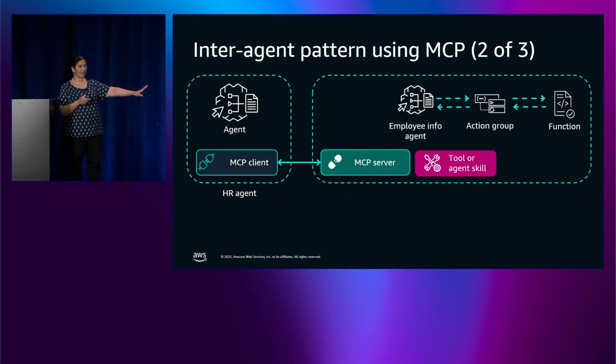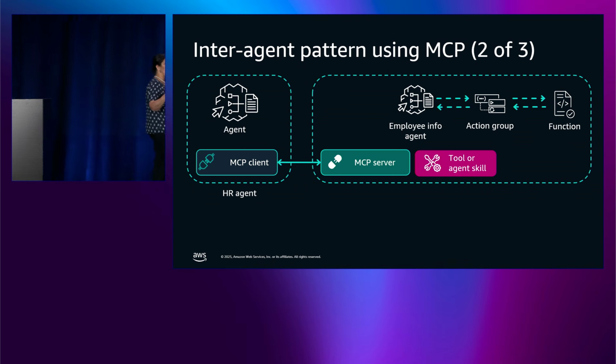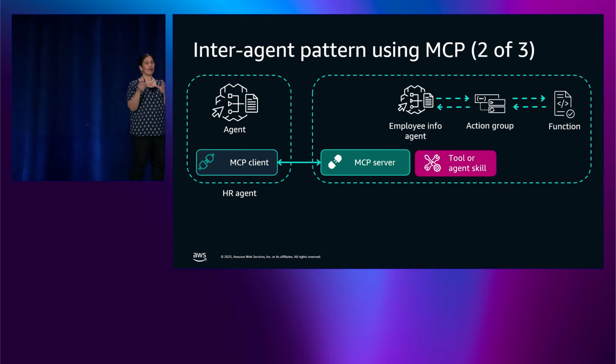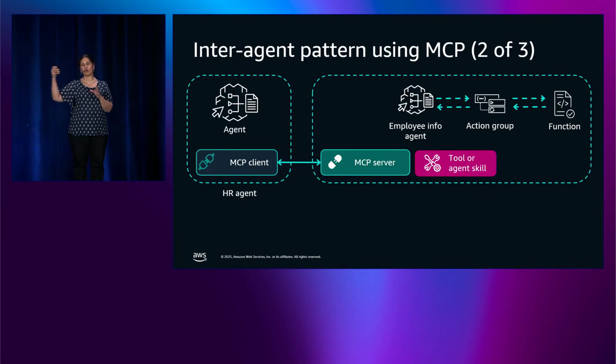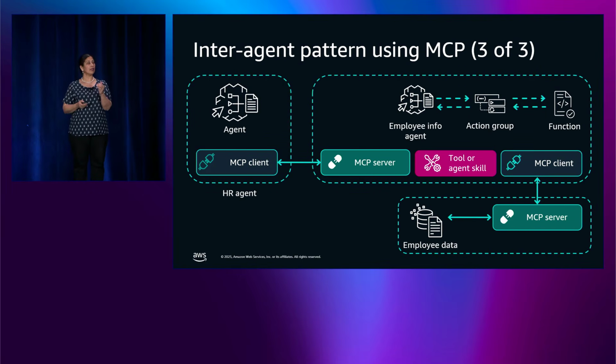So the MCP client is communicating through this central MCP server. The MCP server manages the message routing. An HR agent can invoke that. Now in this case, there's another agent, which is the employee info agent. That employee info agent also has access to its own tools. To talk to those tools, it says, I have an MCP client as well. I will just talk to you in a standard way.